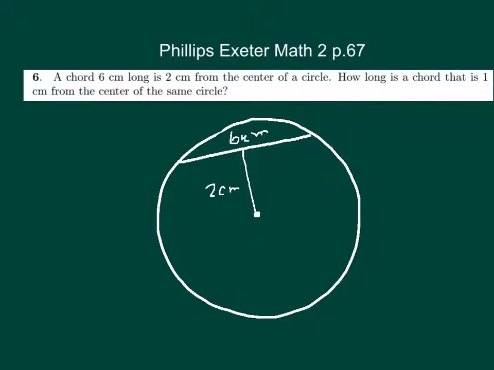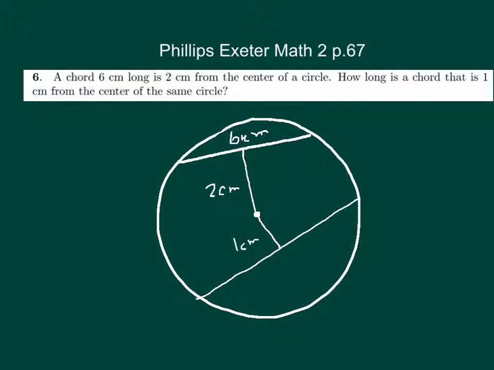So I'm going to draw another chord, not necessarily parallel. Let's just go like that. How did I know that that chord was going to be longer than the other chord? Because it's only 1 centimeter. It's closer to the center, and that is 1 centimeter from the center of the circle. We want to find out how long that chord is. Okay, so where do we start from here? We're trying to find the length of that chord.